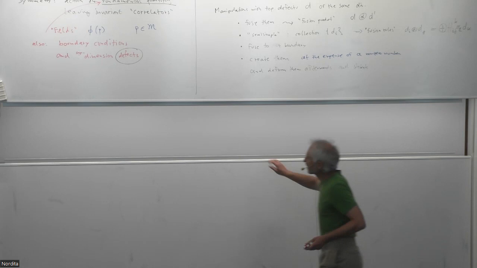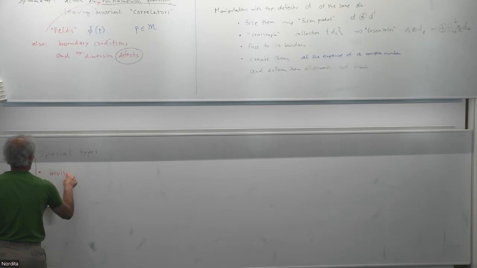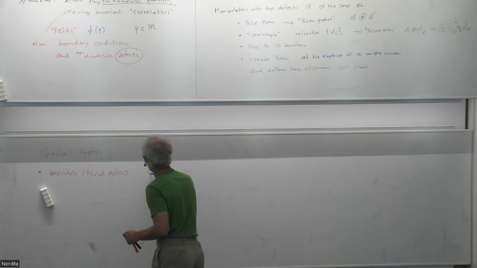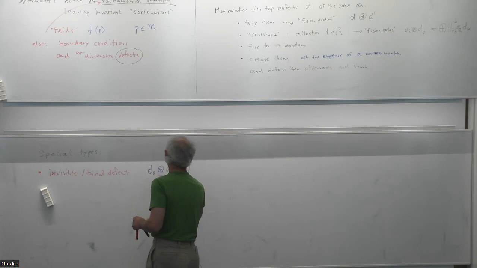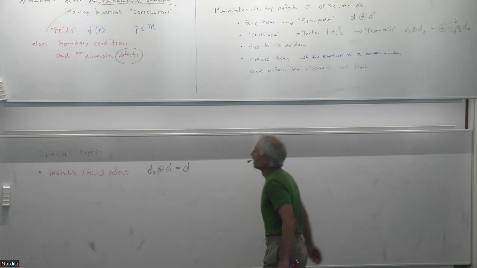Now, among the topological defects, there are special types. In particular, there is one type, well, you hope there is one type, which you would call the invisible or trivial defect. So this would be a defect, let's call it D0, such that the fusion product with any D in any order just gives you back your defect. And again, you have this in principle in any dimension. I will mainly talk about two-dimensional theory, so the important defects will be one-dimensional.